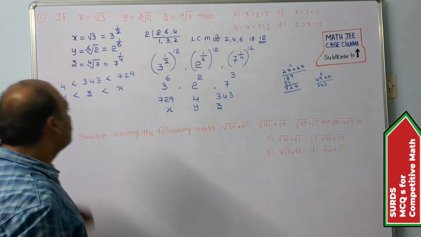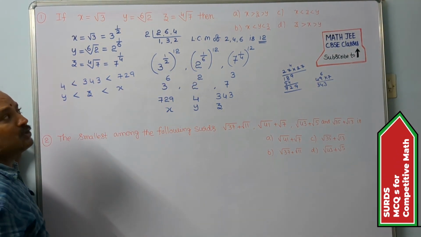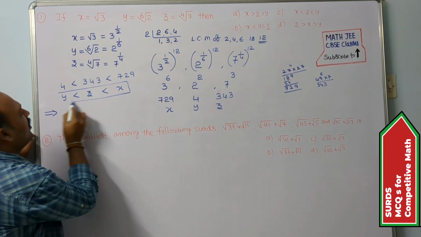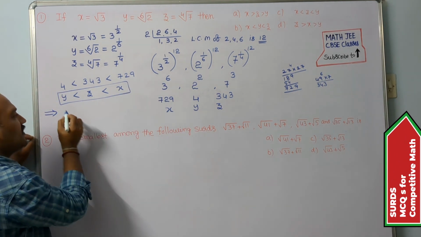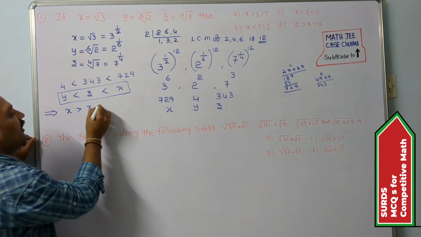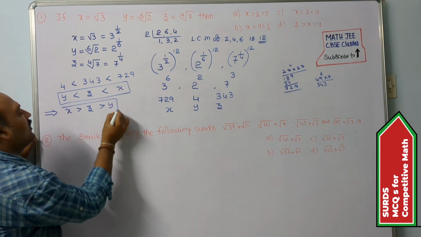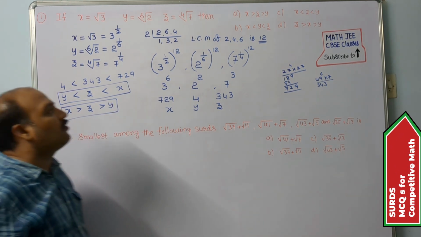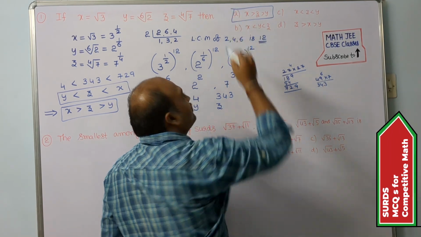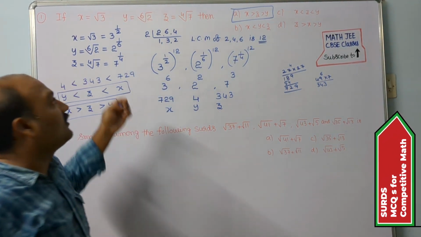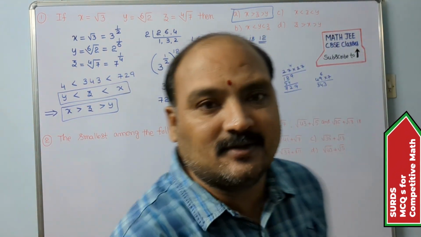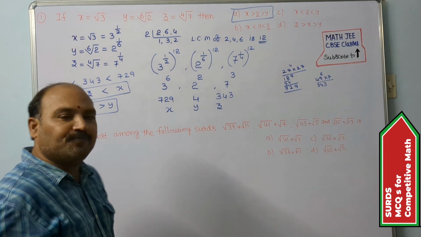It is not there. So the reverse order is also given in two options. This is the right answer only, but it is not there in the options. If you write the reverse, the inequality also will reverse. So we can write it as x is greater than z is greater than y. It is there in the first option, dear students. I hope you understand how to decide which surd is greater and which one is smaller. This is the way.